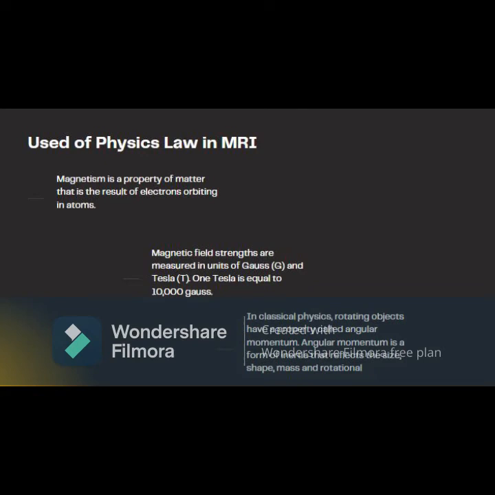Use of physics laws in MRI. Magnetism is a property of matter that is the result of electrons orbiting in atoms. Orbital electrons give an atom a magnetic moment related to an inherent angular momentum called spin. Spin will be discussed in more detail later. However, the electrons are not actually spinning physically.